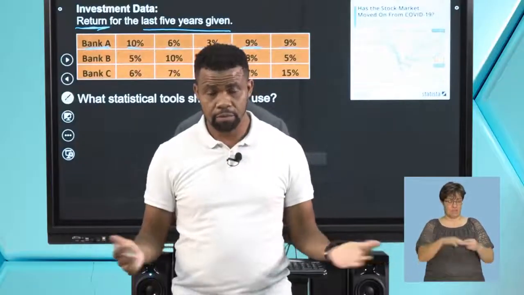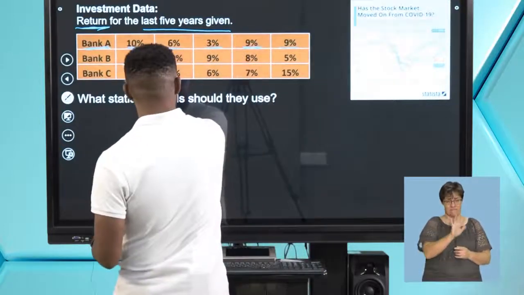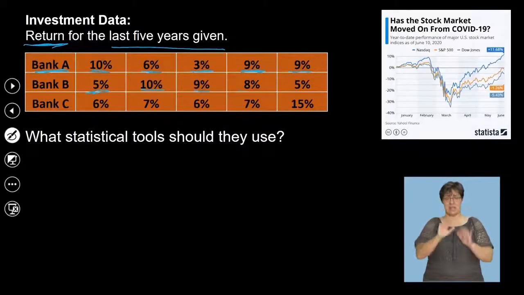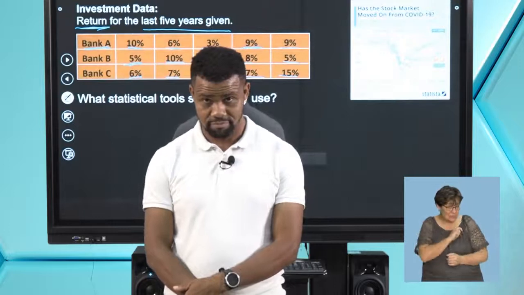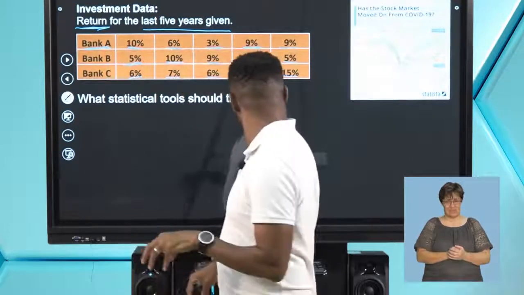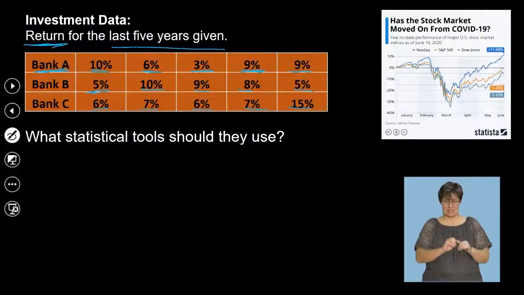Then the second bank, which is shortlisted by the hedge fund manager, they made 5%, 10%, 9%, 8%, and 5%. Bank C, which is 6%, 7%, 6, 7, and 15. Bank C looks lucrative based on the 15. But is that the best? In year 5, it outperformed Bank B by 10% and outperformed the first bank by 6%.